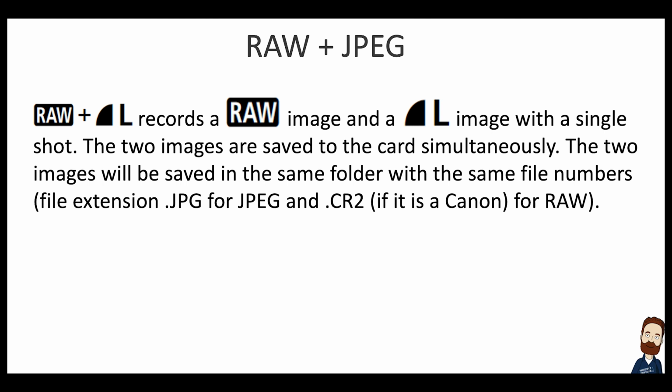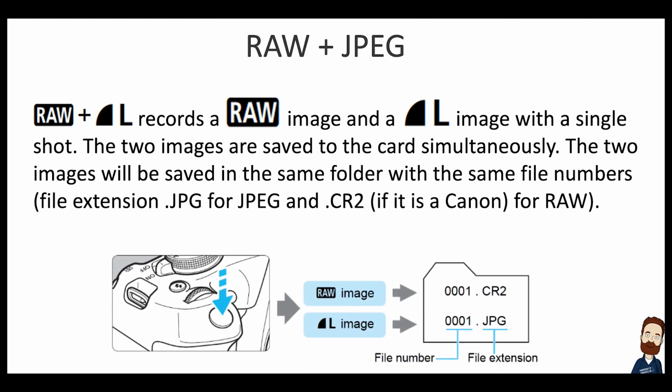The two images will be saved in the same folder with the same file numbers, file extension .jpg for JPEG and .cr2 or .cr3 if it's a Canon camera for RAW. And here's what it looks like. You click the shutter, it captures 2 images, it saves them in a folder on your memory card that looks just like this. What is RAW, MRAW, SRAW, and CRAW?